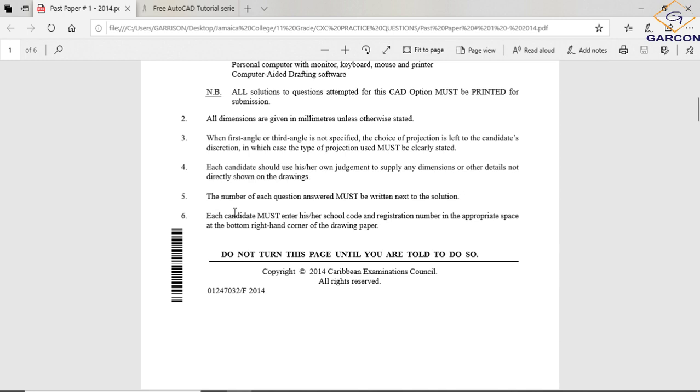Alright, so each candidate must enter his or her code and registration number in the appropriate space at the bottom right hand corner of the drawing. So in your title block, you must also have your name, your school and things like that. But your school code and registration number, that is very important, paramount. So pay attention to that. So probably the 5 rows in your title block won't work anymore, so you extend it a little bit more. Thank you very much. Pay attention to that.